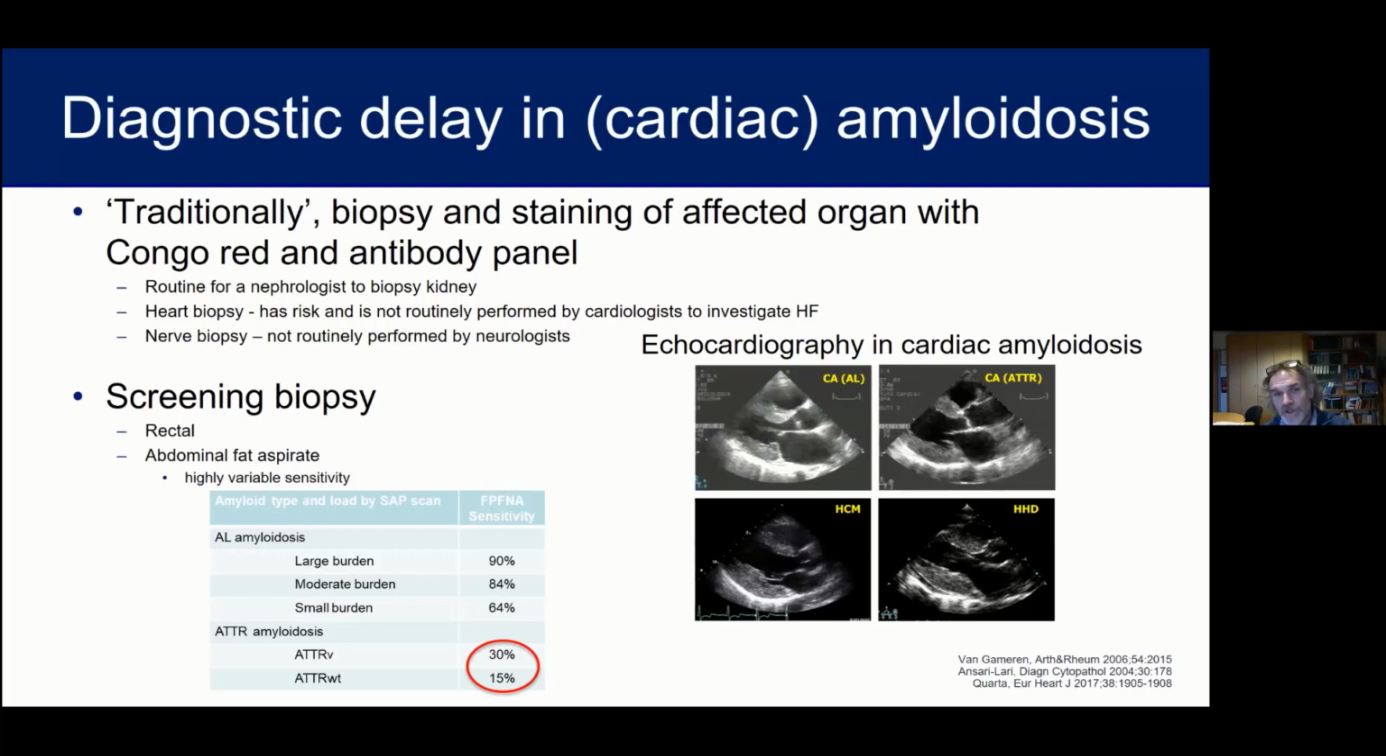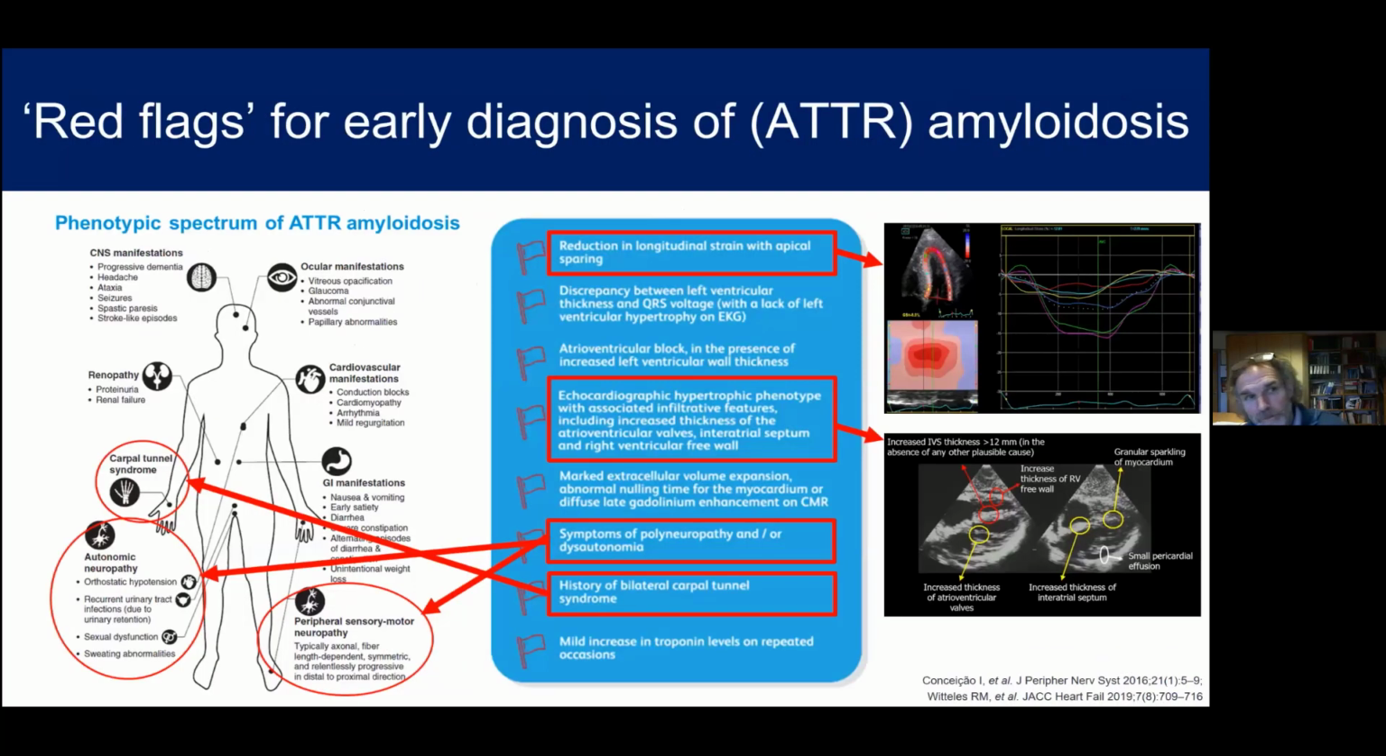But one of the challenges, particularly in ATTR amyloidosis, as you can see here, is that a fat biopsy is poorly sensitive in patients with ATTR amyloidosis. So this paper, a beautiful paper from one of the speakers from later on today, showed some of the red flags to try and increase awareness, if you like, and the red flags for an early diagnosis, particularly of ATTR amyloidosis, but many of them are true for cardiac amyloidosis in general.